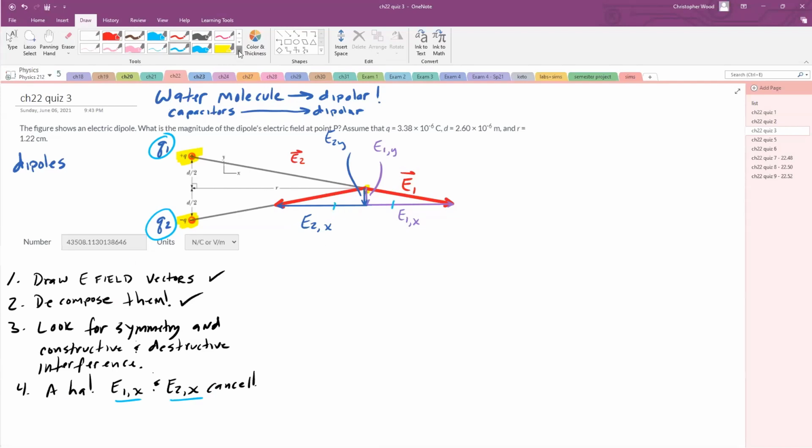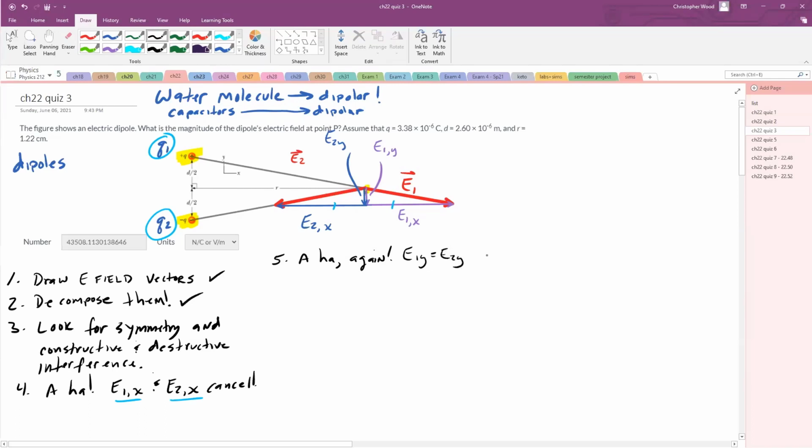And then there's another aha moment. Aha. Again, I can see that E1y is the same as E2y. So let's just call it EY. There. Let's keep going. Number 6.